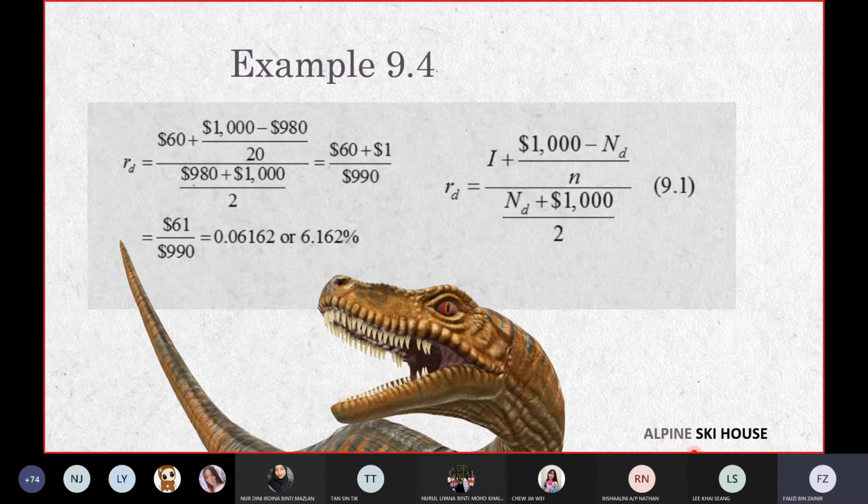So basically, we rounded up just now to 6.18%, but using this formula is quite close, 6.162%. At times it can be very close, at times it can be a little bit far off, but the recommendation is that, as best as possible, you use the financial calculator.